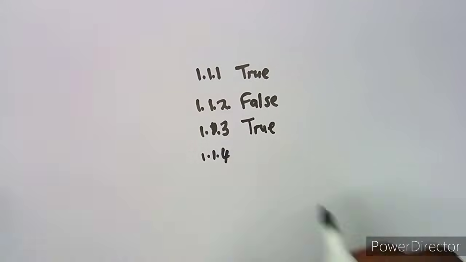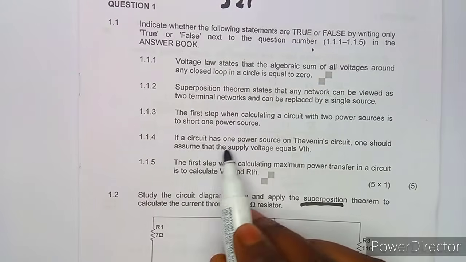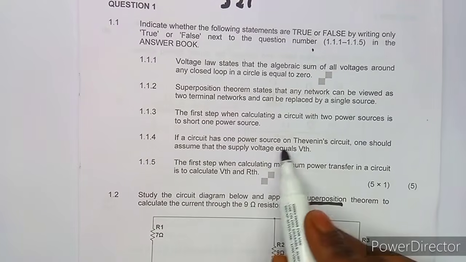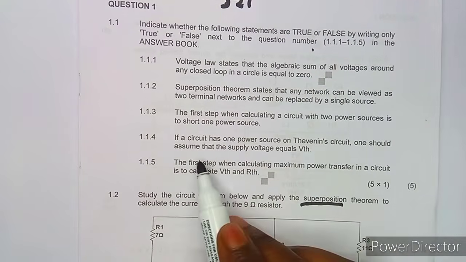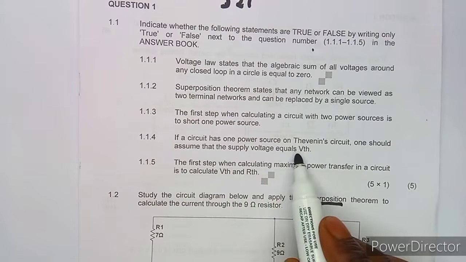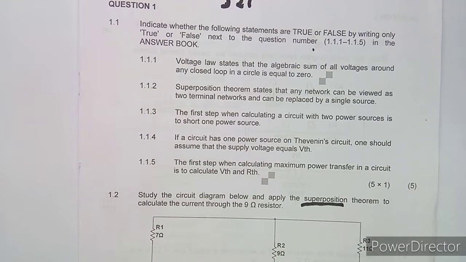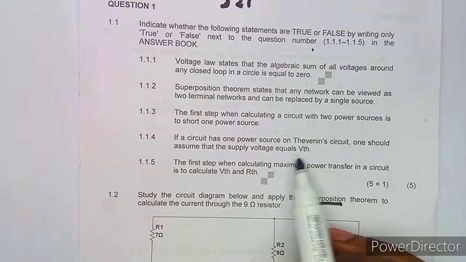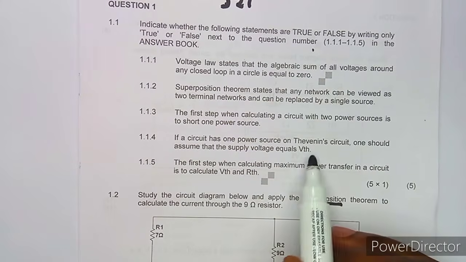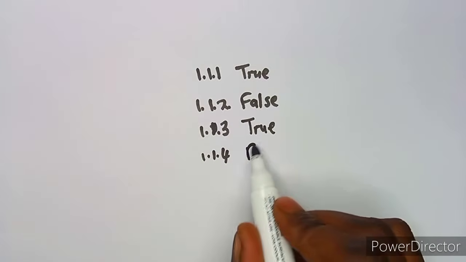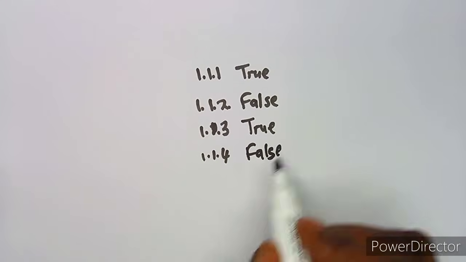And what else do we have? In a circuit with one power source of a Thevenin circuit, one should assume that the supply voltage equals VThev. No matter the condition that you have, you have to calculate VThev. Okay, so this one you don't make any assumption, so that's false there.